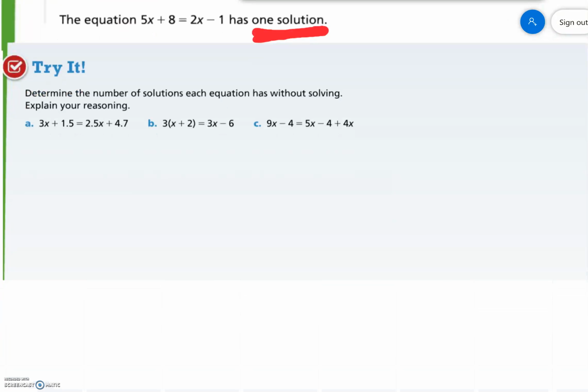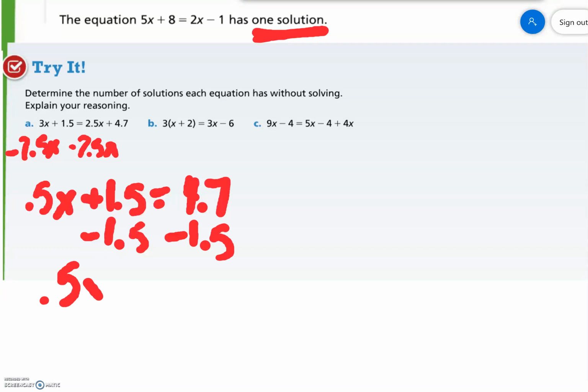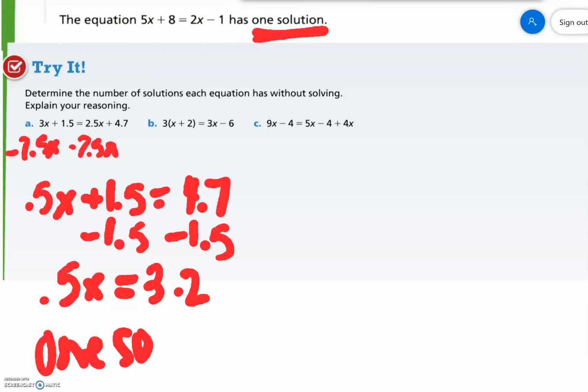So I want you to try A, B, and C on your own and press play when you're ready to go over it. So I'm looking here, I'm going to subtract 2.5x from both sides. So I get 0.5x plus 1.5 equals 4.7. Subtract 1.5 from both sides, and we get 0.5x equals 3.2. So I'm going to get an answer for this. So there is one solution, but I'm only going to get one answer.